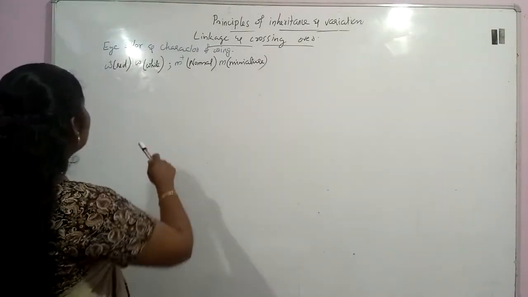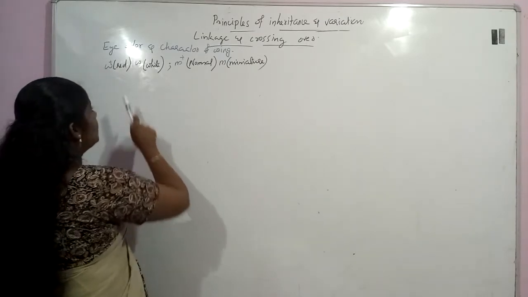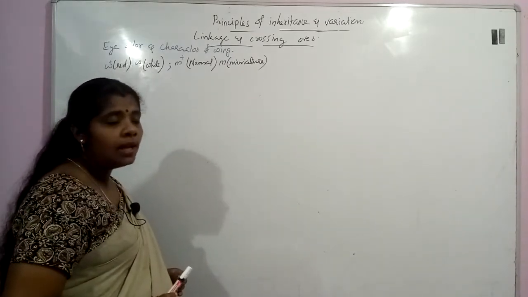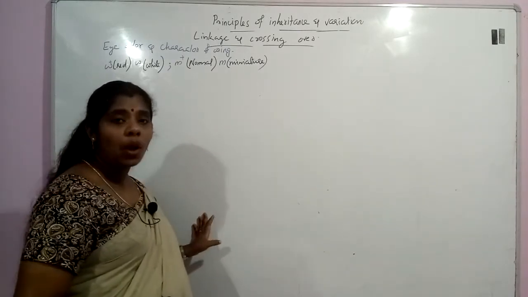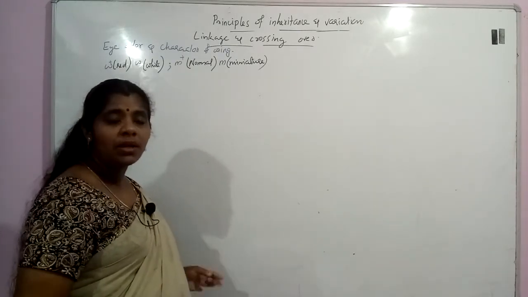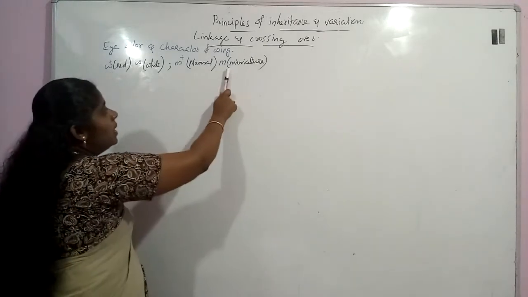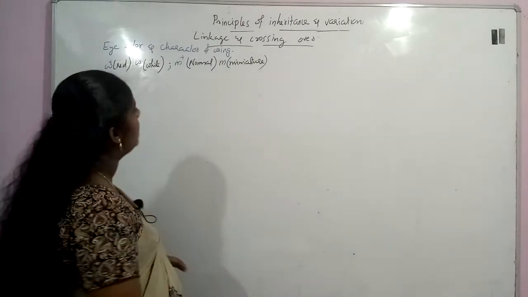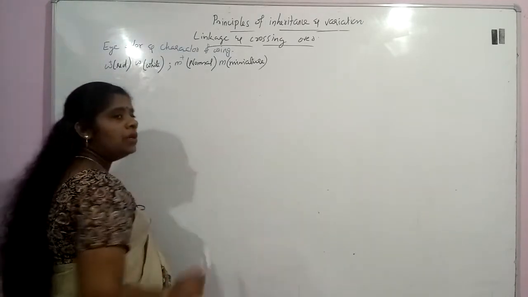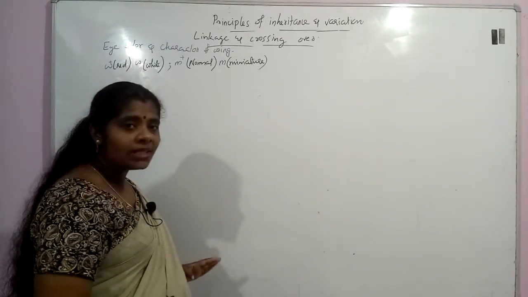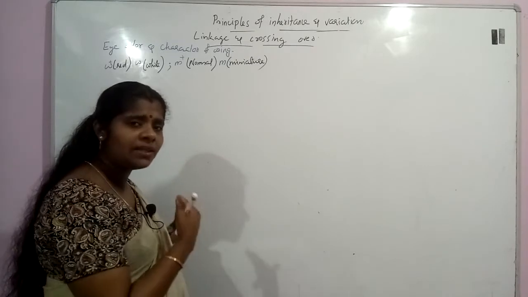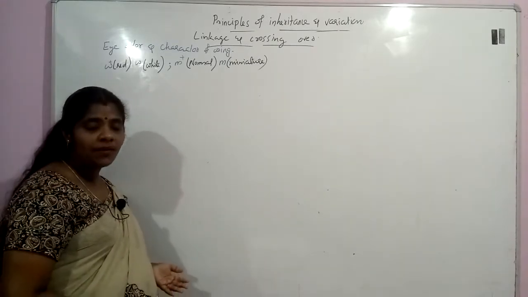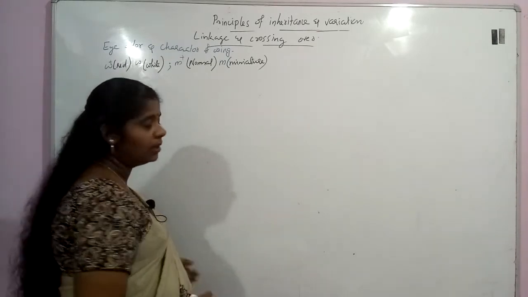Red is represented as W plus and white is represented as W, that we have seen already, right? And Drosophila will have normal wing, that is the wild or dominant character, and the miniature wing or small wing, that is the recessive character. That is represented as M plus and M. We are going to take the Drosophila as in the previous experiment, the female homozygous recessive and the male dominant type.